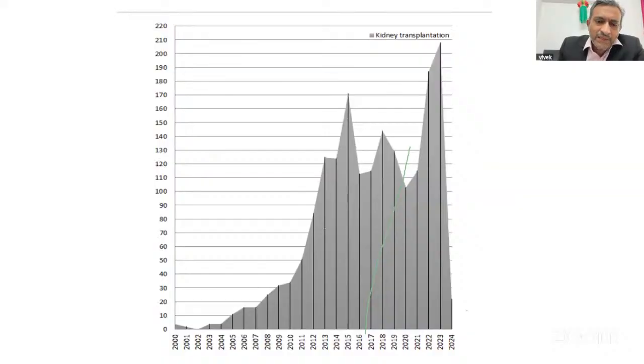So year-wise, the participation in swab transplant is increasing in India over the last 25 years, especially after including swab as a terminology in the Transplant of Human Organs Act in 2011. So over the last one decade, there is a substantial growth in the number of swab transplants in India. Next slide.